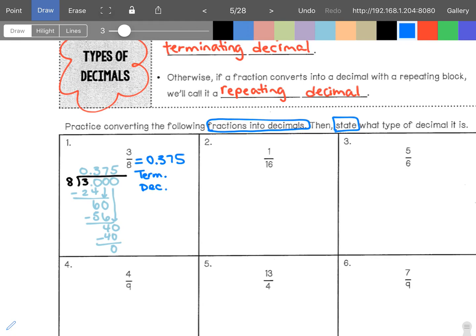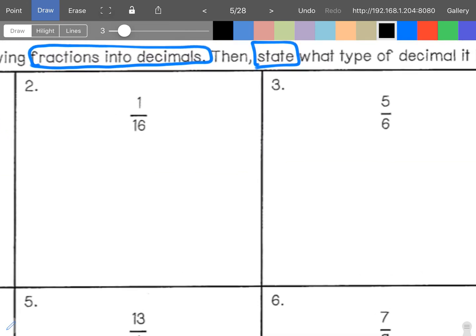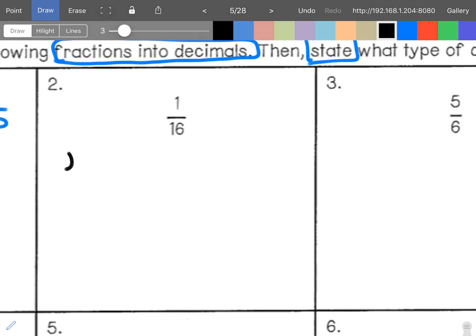Okay, so this is what we're doing. So let's go ahead and go over here to 1/16, and let's do the same thing. So we're going to do 1 divided by 16. Okay, can 16 go into 1? No, we know it cannot, so we add a decimal and a 0. 16 into 10. 16 cannot go into 10, so we actually have to put a 0 here and add another 0. And then figure out how many 16s can go into 100.